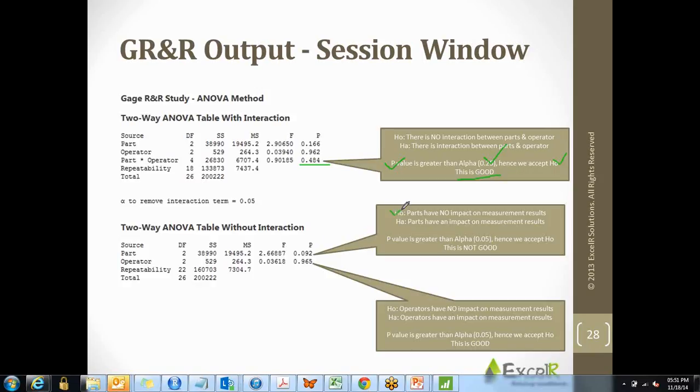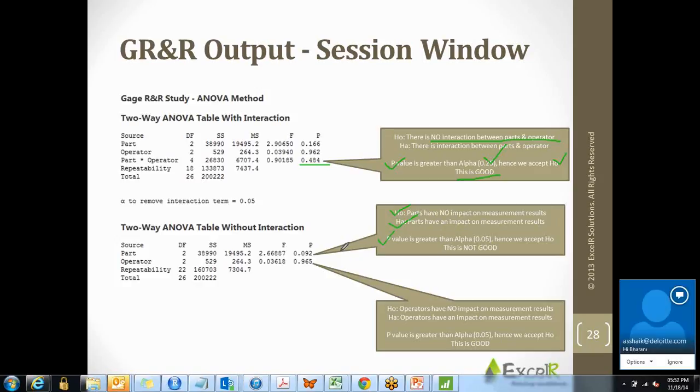Look at this. H0: parts have no impact on measurement results. Alternative: parts have impact on measurement results. Remember, there should be no interaction between parts and operators. Point 1. Point 2: parts have to have significant impact on measurement results. So here the p-value is clearly greater than 0.05. Hence we accept H0. And this is a good indication.